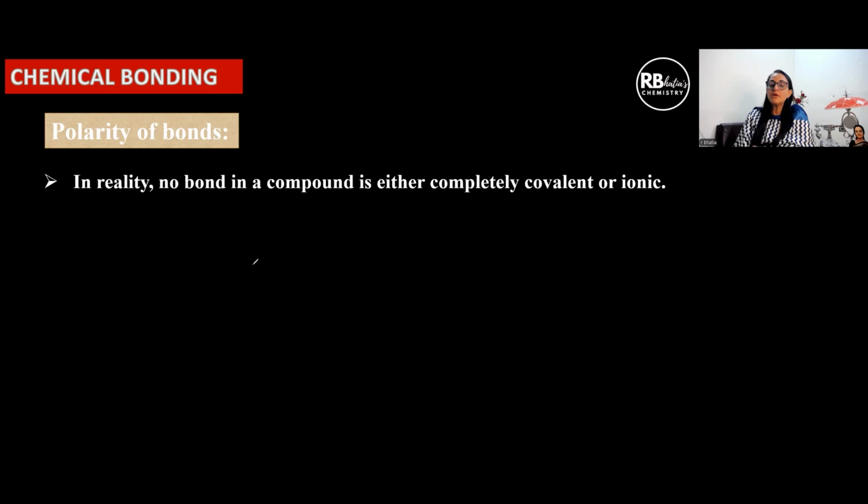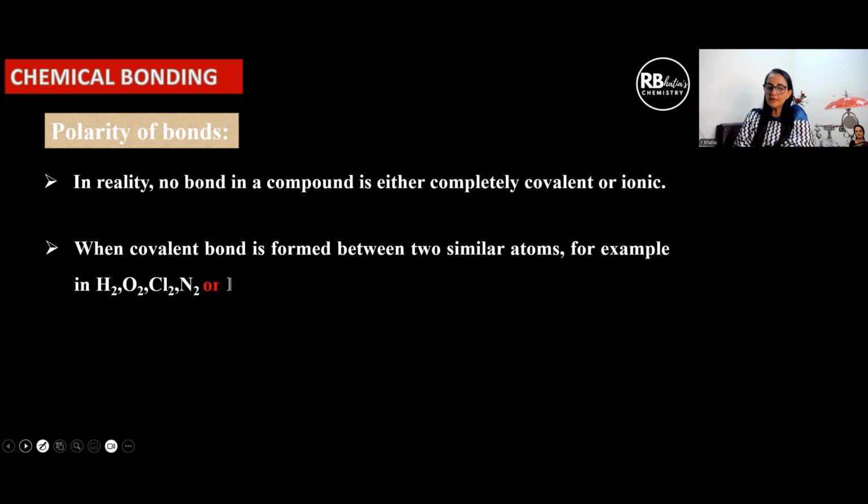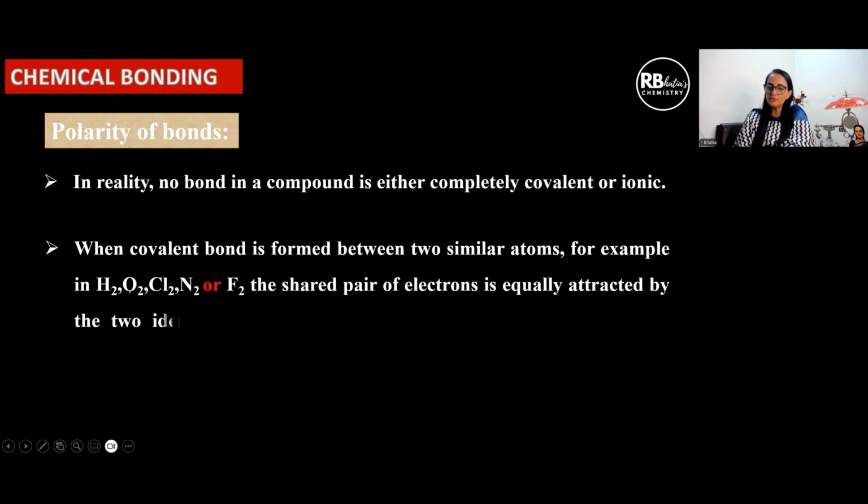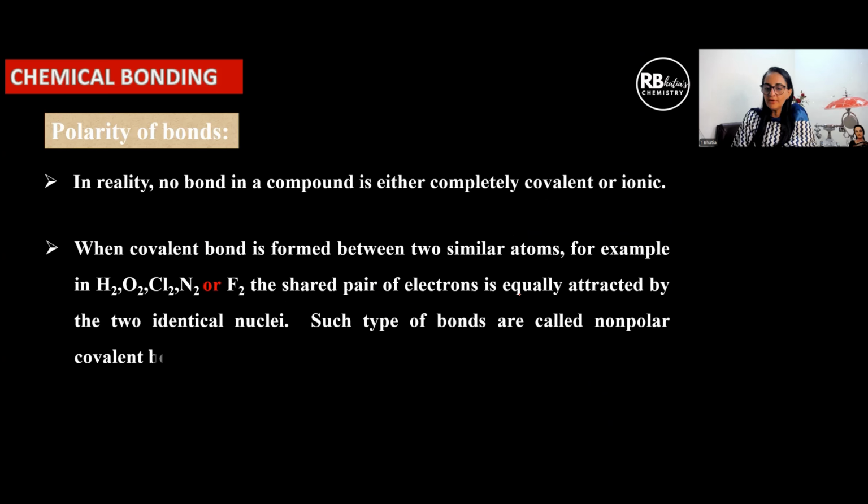Okay, partial charge means less than complete because it's not formed by complete transference but simply by shifting of the electrons more towards the greedy or the more electronegative atom. So when a covalent bond is formed between two similar atoms, for example hydrogen, oxygen, etc., the shared pair of electrons is equally attracted between two identical atoms, which means if I'm writing hydrogen, then the shared pair is going to be exactly in the center of the two. But if I'm talking about HCl, the shared pair is towards the more electronegative atom.